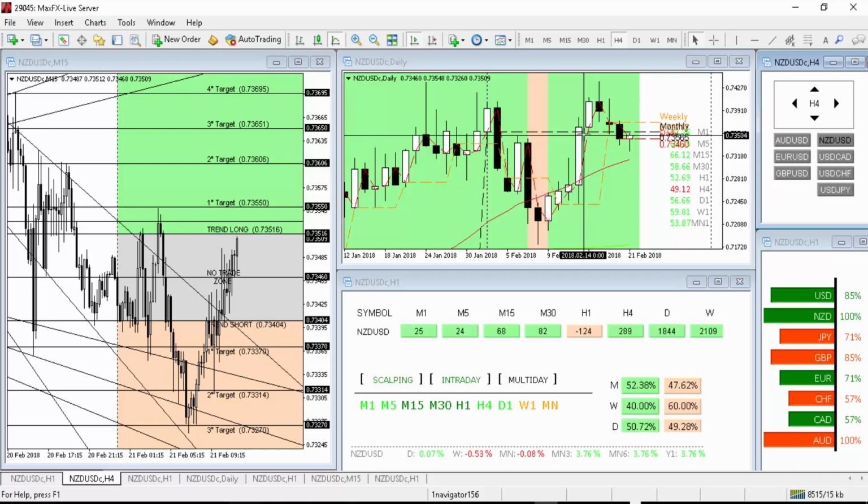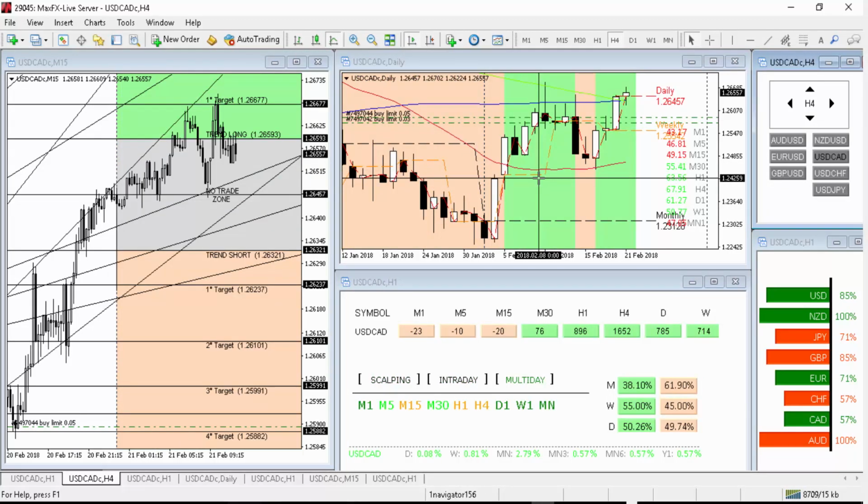Should the market close above the monthly opening at 0.7356, we may have a continuation to the upside, but considering the fact that both currencies are very strong on their respective currency baskets, we may have a limited daily range. Should the bearish tendency continue, our target could be the weekly opening at 0.7371.